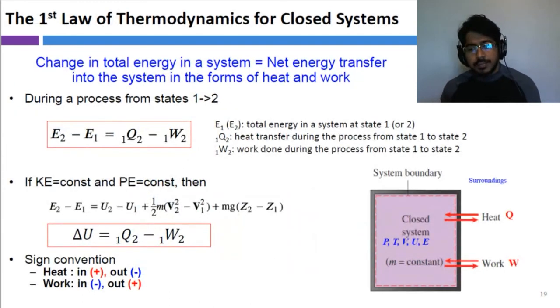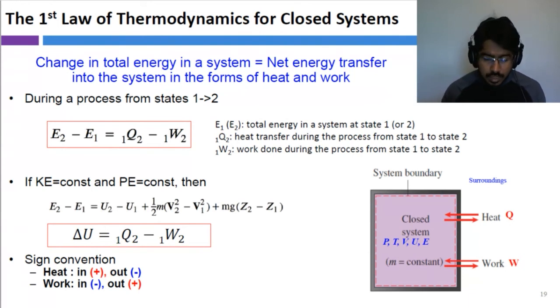Now, the most important slide of the day, the first law of thermodynamics for closed systems. Before moving forward, what is a closed system? In a closed system, the mass cannot cross the boundary, which essentially means there will be no mass coming into the system or leaving the system. Such a system can be called a closed system. Still, the important fact is that energy can cross the boundary in the form of heat or work, right?